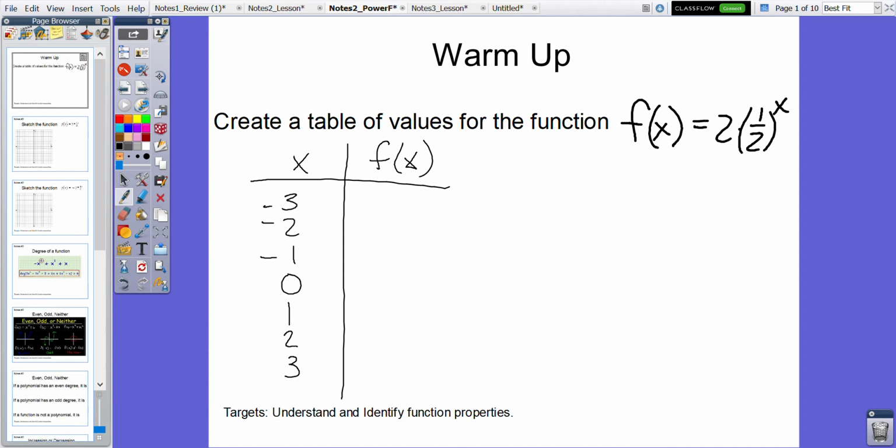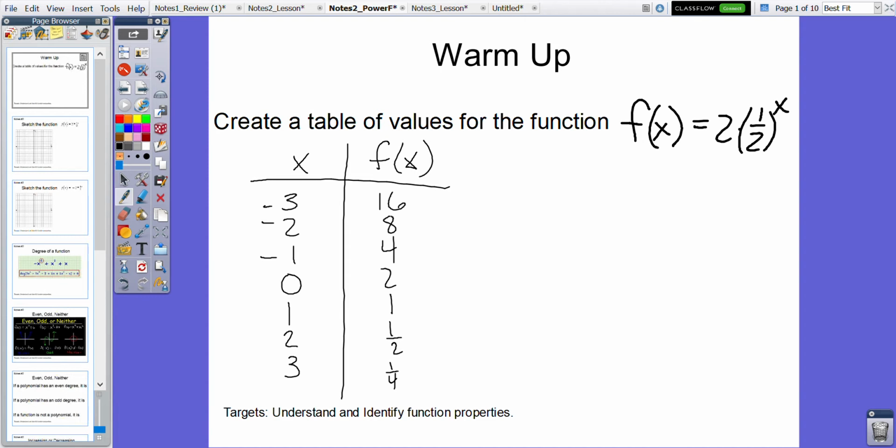You should have 16 for -3, then 8, 4, 2, 1, 1/2, and 1/4. You can go on to 4 and get 1/8, but that's basically what you should have as a table for this function when you raise 1/2 to the x power and then multiply it by 2.